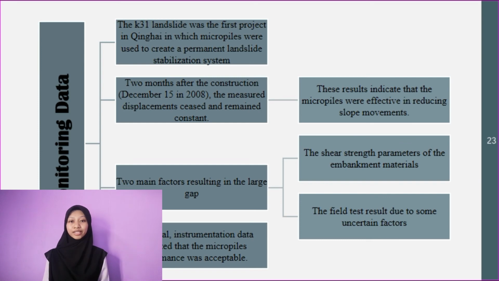There are two main factors resulting in the large gap. The first one is the shear strength parameters of the embankment materials, and the second one is the field test result, due to some uncertain factors, including difficulties maintaining and monitoring instrumentation, long testing periods, and change of testing conditions. In general, instrumentation data indicated that the micropile's performance was acceptable.